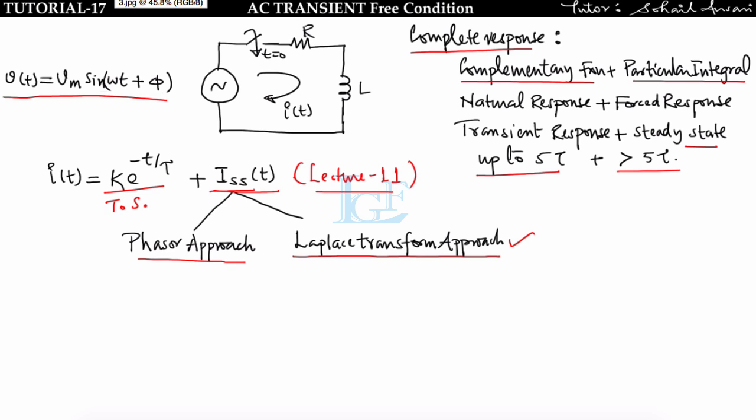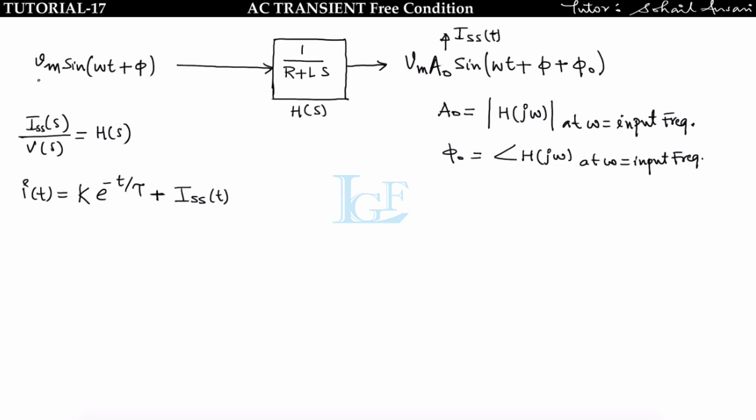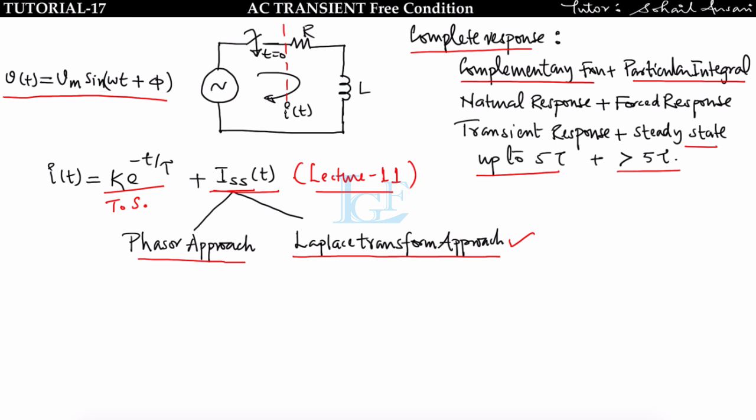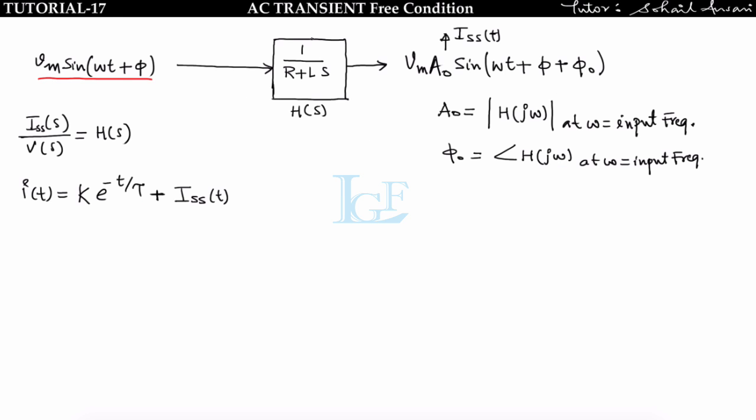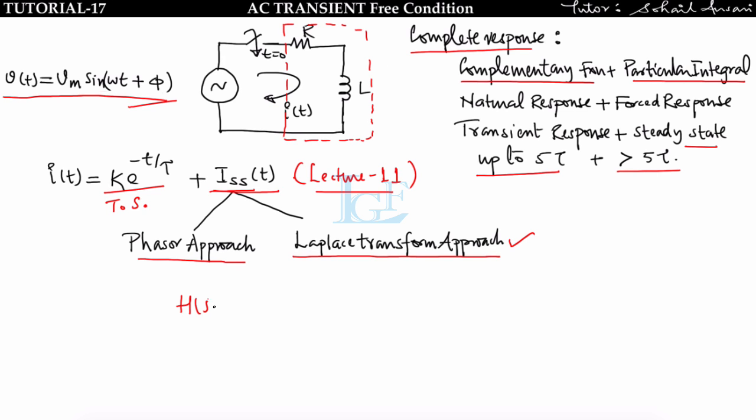This is my input voltage Vm sin(omega t plus phi), and I have replaced this whole circuit by one block having transfer function I(s) upon V(s), the Laplace transform of the current upon the source. I explained all these things in lecture number 11, so go through that lecture and you will understand better. Now I have replaced the circuit by one block having transfer function 1 upon (R plus Ls). How am I getting this? What is the transfer function? The transfer function is I(s) upon V(s), which is equal to Y(s), and that is equal to 1 upon Z(s). Now Z(s) is nothing but R plus Ls, so it is 1 upon (R plus Ls).